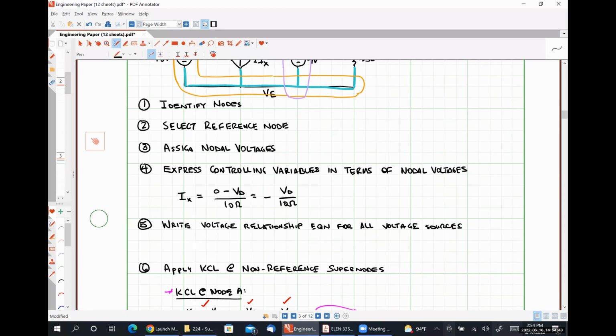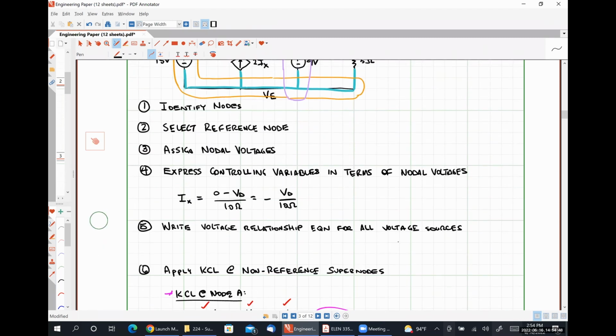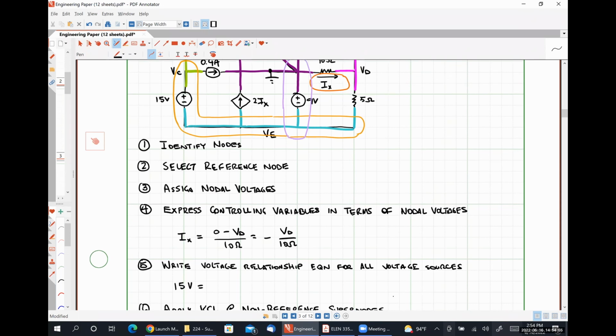So let's start with something simple. Our 15-volt source, okay? Our voltage relationship equation for our 15-volt source is simply going to be the nodal voltage associated with the positive polarity terminal, which is VC, minus the nodal voltage that's associated with the negative polarity terminal, which is VE. So our first voltage relationship equation is simply 15 volts is VC minus VE.